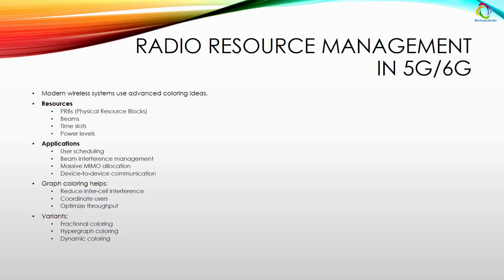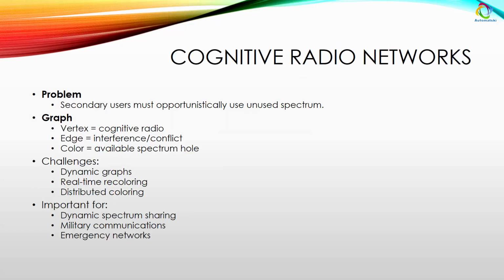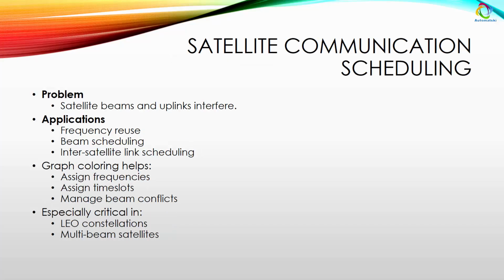You have radio resource management in 5G and 6G, where physical resource blocks, beams, etc. need to be scheduled and managed for interference and allocation. There is device to device communication, where nearby devices communicating directly interfere with each other, usually in mesh networks or edge devices. There is cognitive radio networks, where secondary users must opportunistically use unused spectrum. That is for optimization of spectrum utilization, etc.